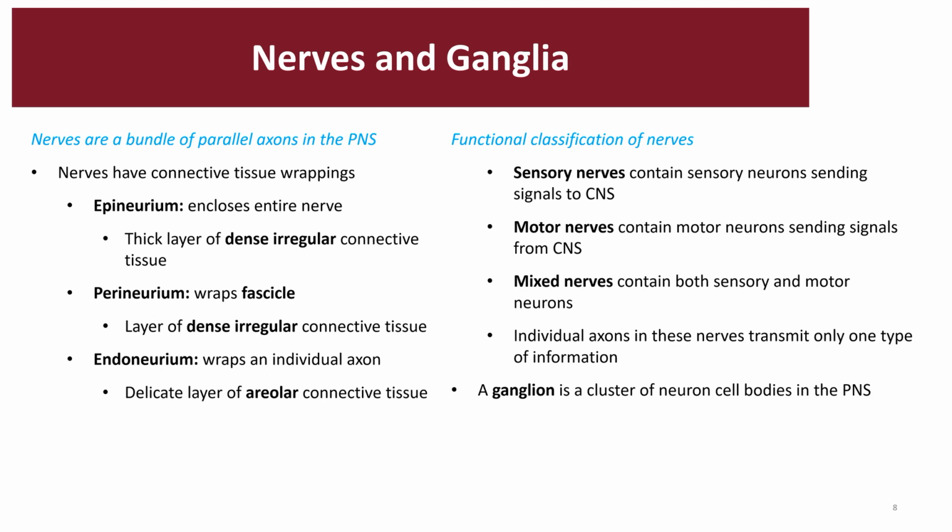The outer layer is called the epineurium, which is a layer of dense, irregular connective tissue. And then the perineurium surrounds each fascicle. This is the middle layer, also composed of dense, irregular connective tissue. And then the endoneurium, which is the innermost layer that wraps around a single axon, is a layer of delicate areolar connective tissue.